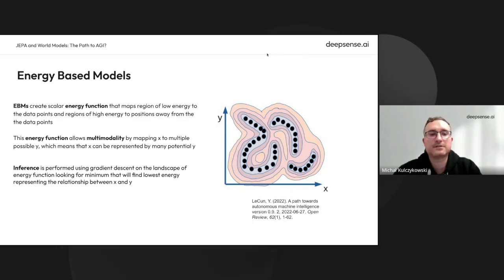And this energy function allows for multimodality, meaning that for one input, I can have multiple potential outputs. For example, when I throw a ball through the window, it can fall in numerous positions on the ground. What is very interesting about this approach is that inference is done through gradient descent, when we look for the regions of the lowest energy.